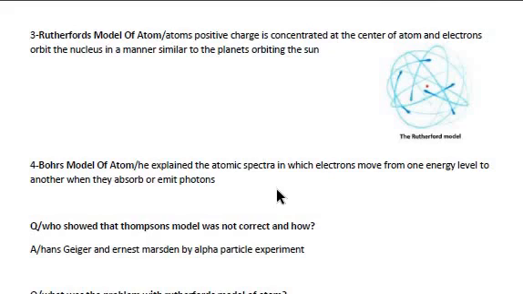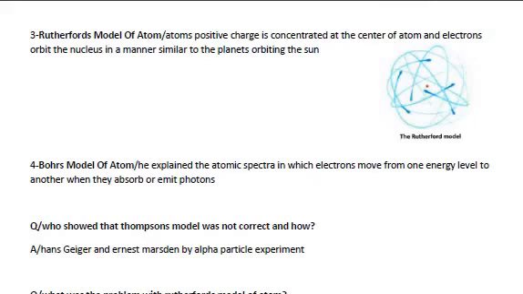So Rutherford had some problems when he described the atomic model, but Bohr finished and answered the questions that were problems in Rutherford's model. Now let's start from Thomson's model. We have a question that says, who showed that Thomson's model was not correct and how? There were two scientists, Hans Geiger and Ernest Marsden. They did an alpha particle experiment, and they proved that Thomson's model was wrong.